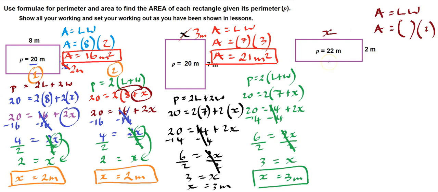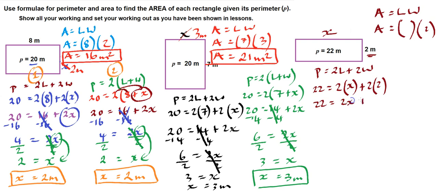Okay, so we need to figure out x, and that's where we use perimeter equals 2L plus 2W. So perimeter, we're given that, 22 equals 2 times x, because we haven't been given its value, plus 2 times 2, because the width is 2. Let's tidy this up. 22 equals 2x plus 2 times 2, which is 4. Now we need to get rid of this plus 4, so we cancel it out by minusing 4. Got to do it to both sides, and we're left with 2x. 22 minus 4 is 18. We cancel out the multiplying by 2 by dividing by 2 on both sides, and we're left with x equals 9.